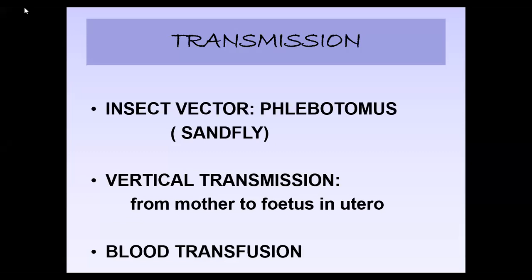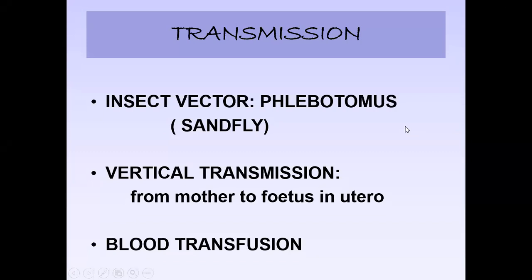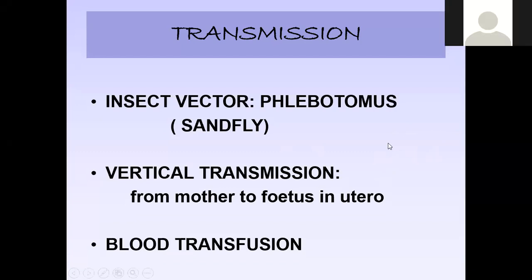Okay. So the transmission is through an insect vector, and that is the sandfly. Vertical transmission sometimes occurs from the mother to the fetus in utero, and it could also be transmitted through blood, because these are the blood flagellates and the tissue flagellates.